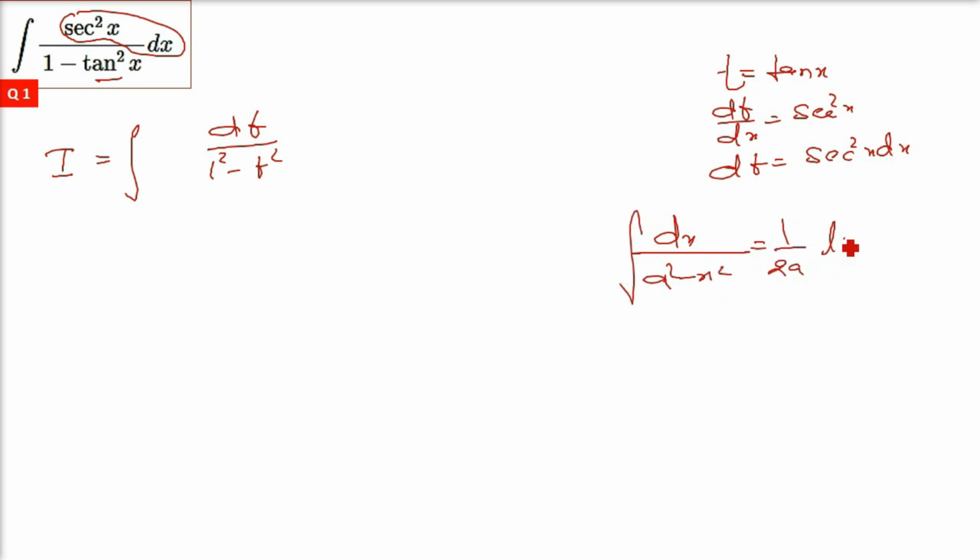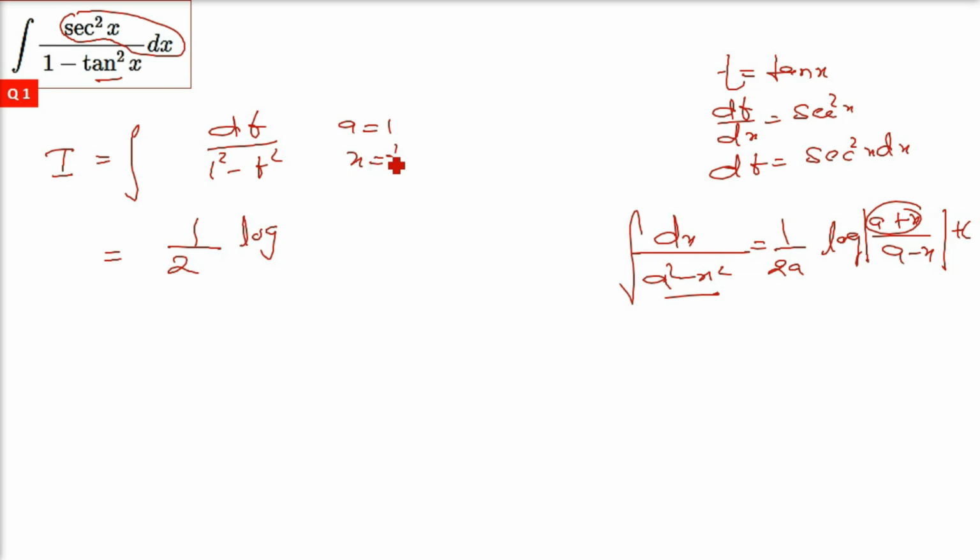It's 1 by 2a log of a plus x divided by a minus x, and this has to be contained inside the modulus. Please remember, in a square minus x square, a plus x will come in the numerator. So a is 1 here and x is t in this case. So let's use the formula 1 by 2a, a is 1, log a plus x by a minus x. So 1 plus t by 1 minus t, this modulus sign, plus constant of integration.